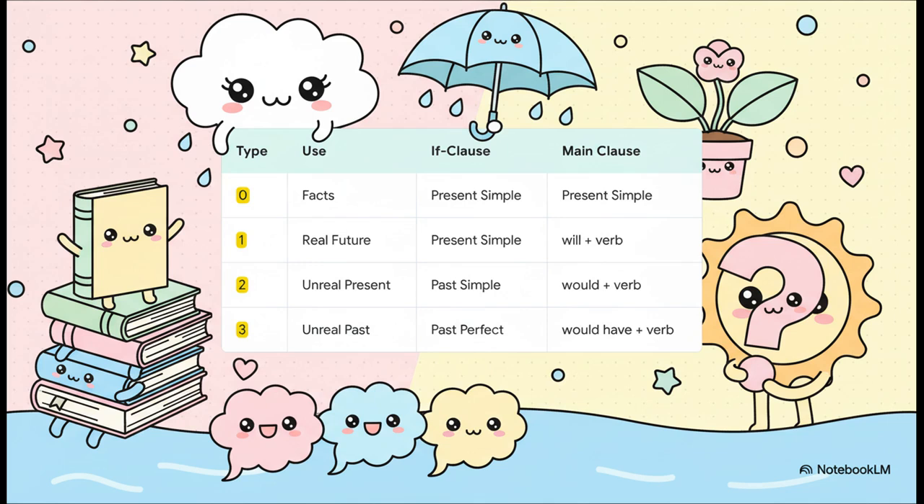And look at that, we did it! You made it through all 4 levels. This little chart puts everything we learned together. Level 0 for facts, 1 for the real future, 2 for imaginary present, and 3 for the imaginary past. Go ahead and pause here if you need to, but when you're ready, let's test your knowledge.